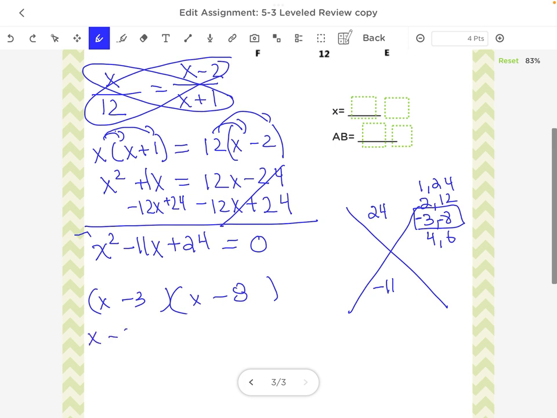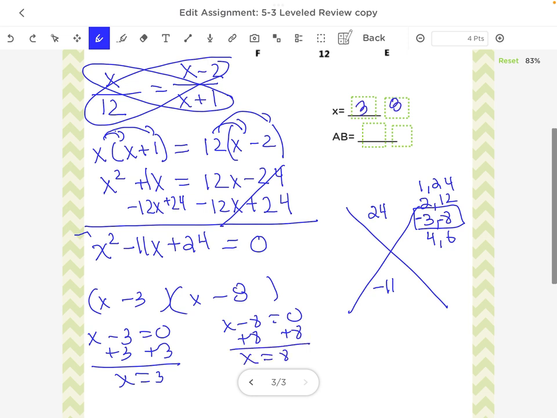So we take each factor, set it equal to 0. I want to solve each one for x, and you will get two answers for x. So we get x equals 3 and x equals 8.